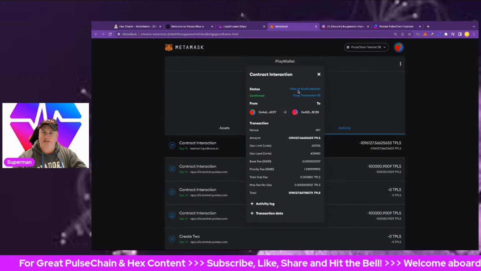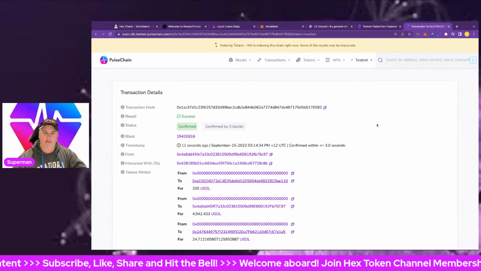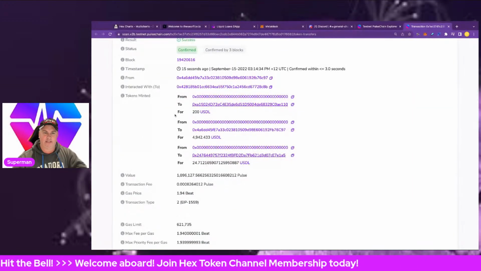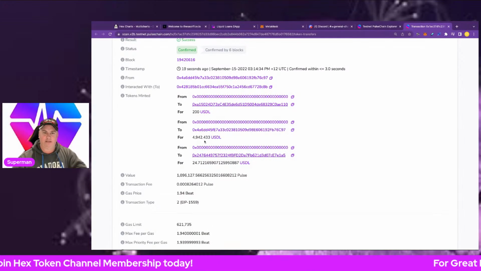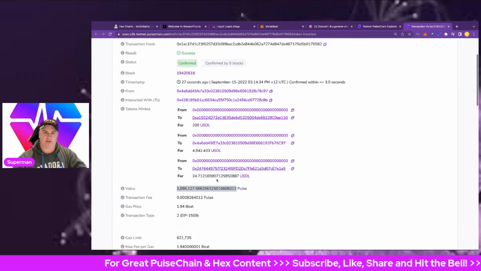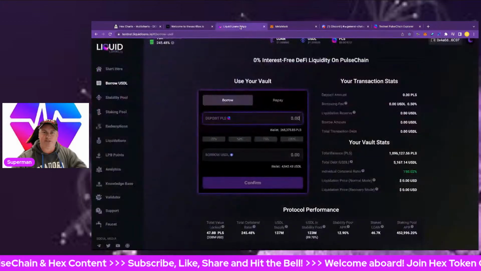Although that was so fast, I missed it. But we can view it on the blockchain and see that transaction go through. There it is, folks. That is the transaction. Very, very nice. You can see tokens minted, USDL $200. That's that locked-in fee. 4,942 is the amount I borrowed, and of course the 24-hour, I think that was the transaction fee there, and that's the Pulse that they deducted. So cool.